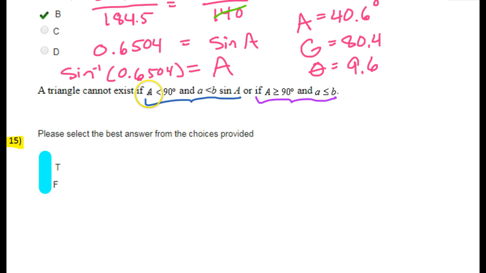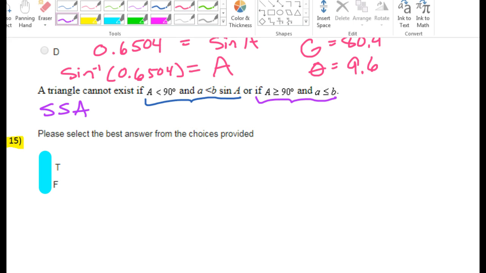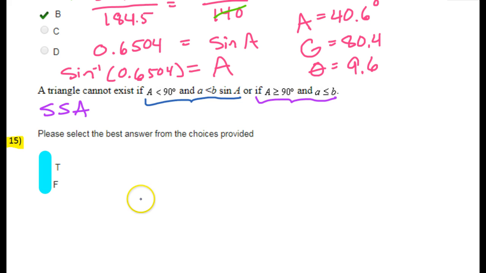Now, I see that they're talking about an angle and two sides. Capital A is an angle, lowercase a and lowercase b are both sides. So in other words, this is our side-side-angle situation. It's the ambiguous case. Whenever you're dealing with the ambiguous case, always start by drawing a horizontal line and put your angle on the left. They're mentioning angle A, so the angle must go here.